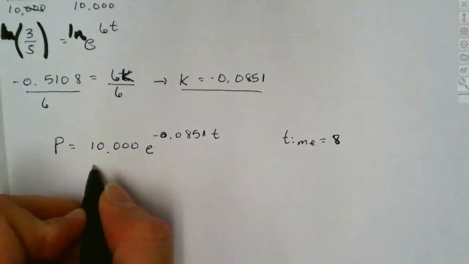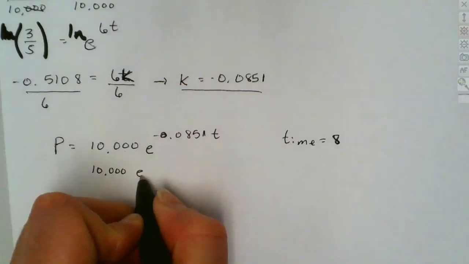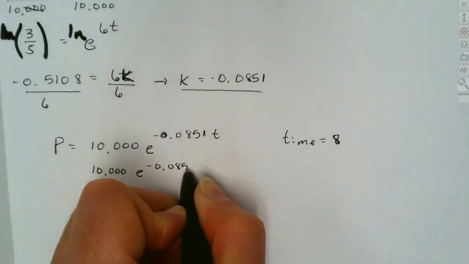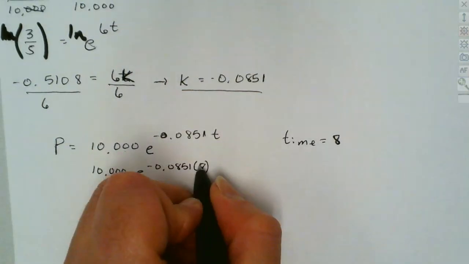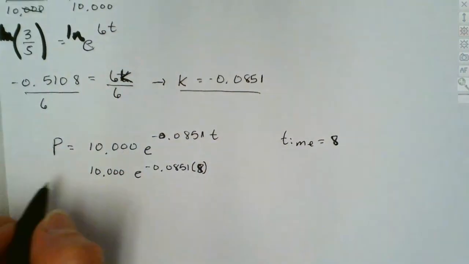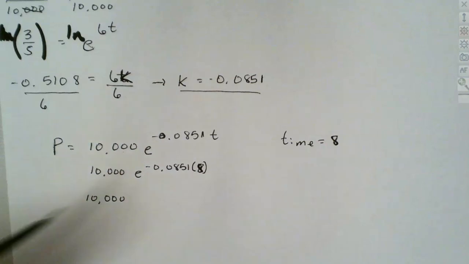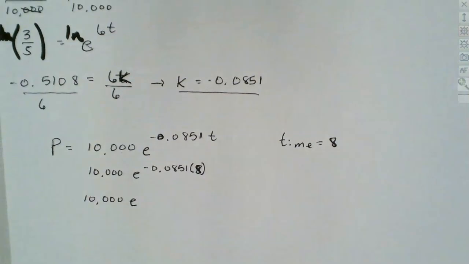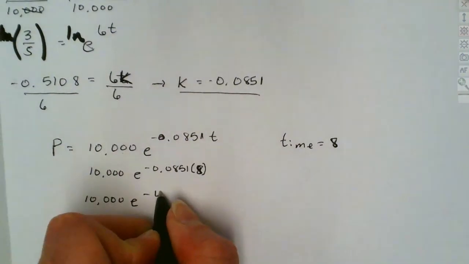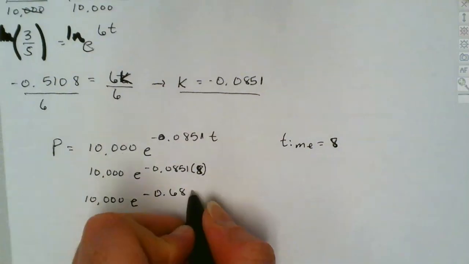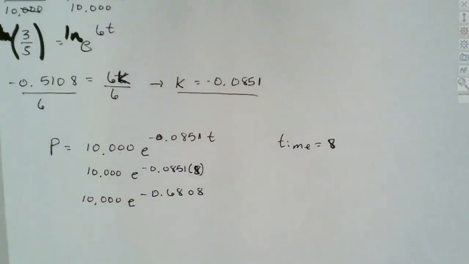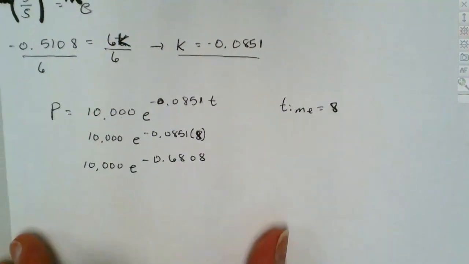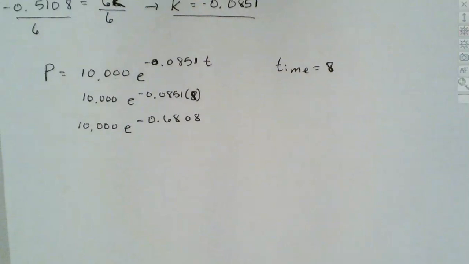Well, we plug it in. So we'll just plug in that 8 there. And then we've still got our 10,000. And we're going to go ahead and multiply these out with our calculator. So 0.0851, we'll multiply that by 8, and that's going to still be negative. And that's going to be a minus 0.6808. Is everyone okay with that so far? Right, we just did that piece.